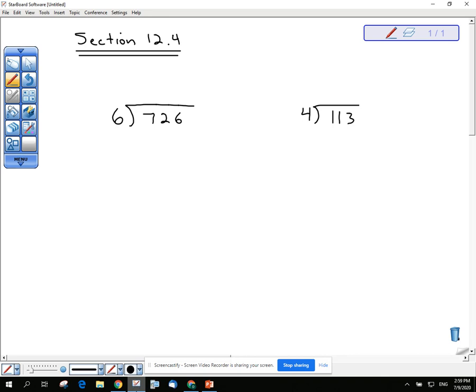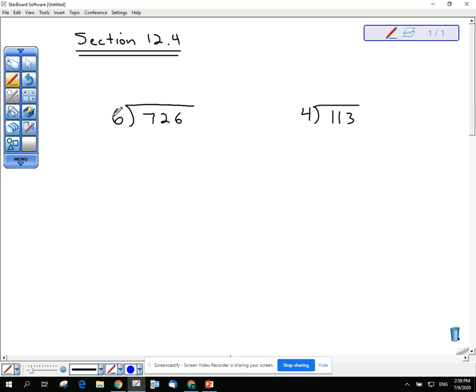Algebra 1, section 12.4, dividing polynomials. Remember back when life was simple, I'm thinking like maybe third or fourth grade, and you were given a problem like this? Yeah, that's not what we're going to be doing today, but I just want to remind you of that. Well, actually, we're going to do something that builds off of this concept.